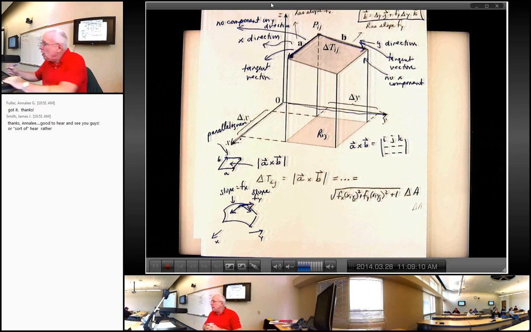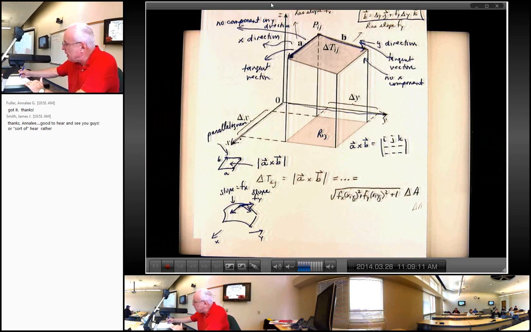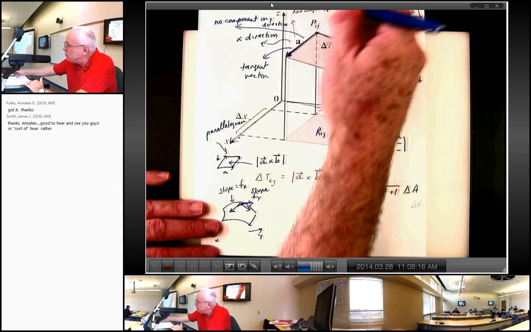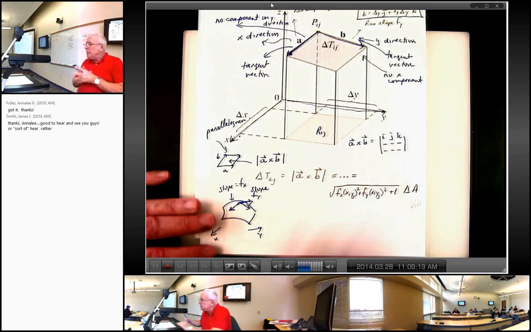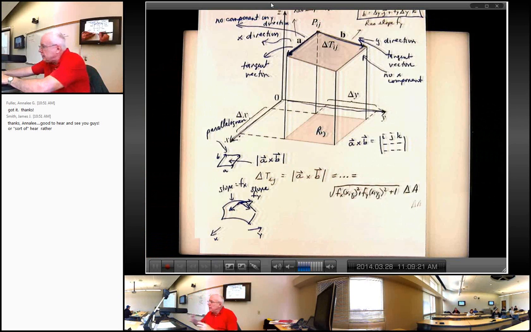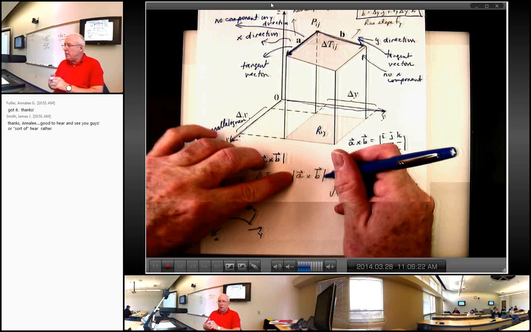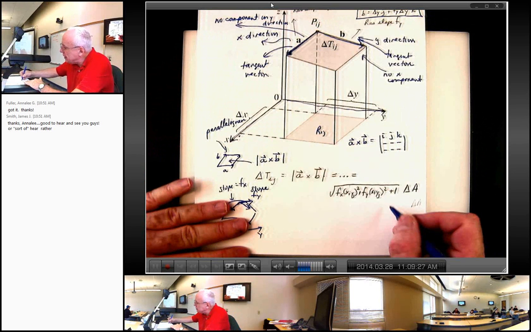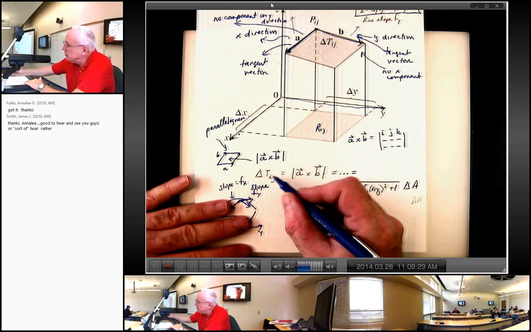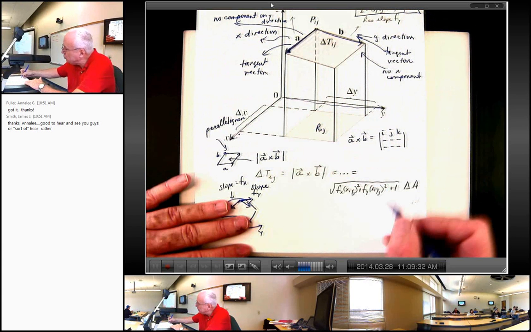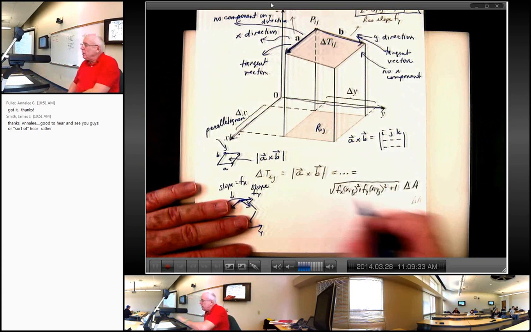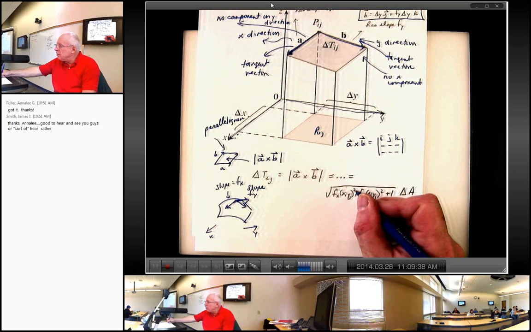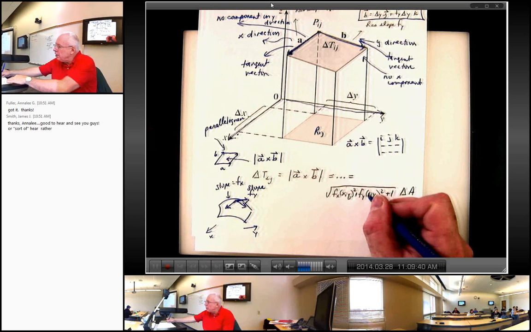Once we've done that, we plug in these values into our components, get the determinant, and then get the magnitude of what we get. What we finally get is that the area of that tangent plane is equal to this formula right here: the square root of fx squared plus fy squared plus 1.